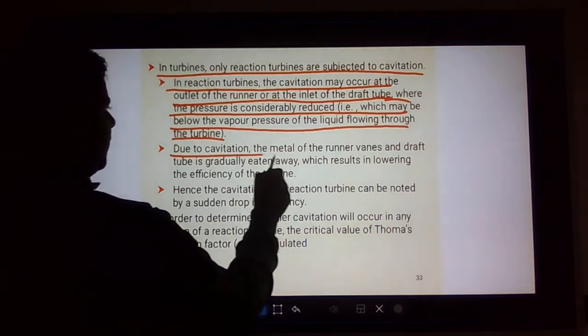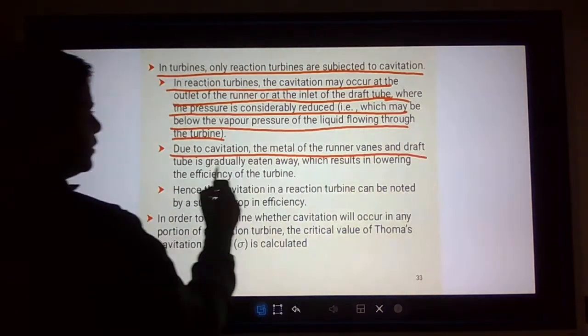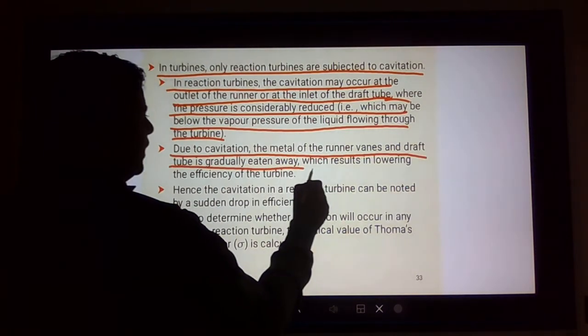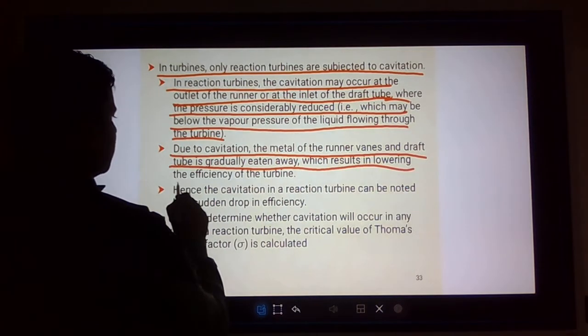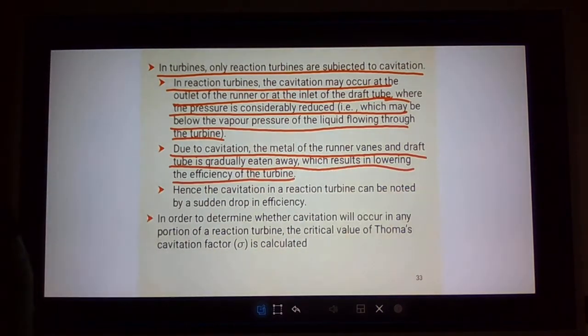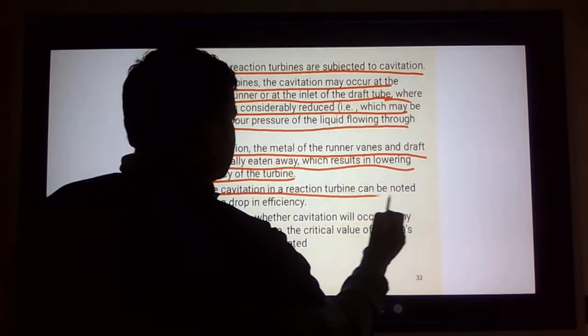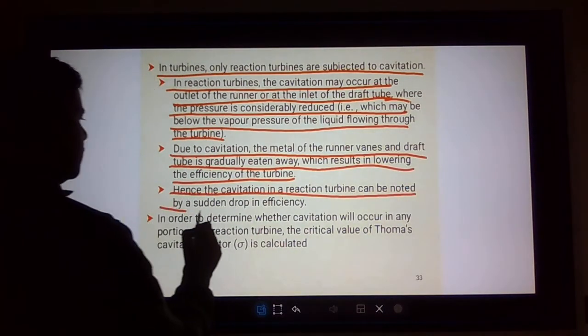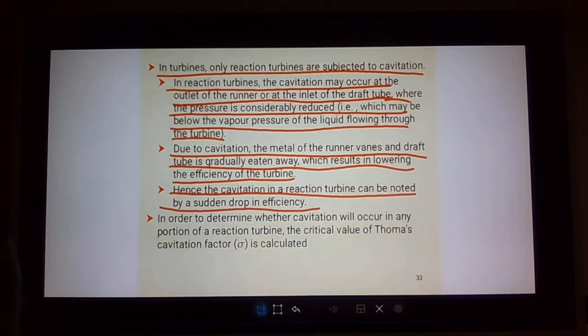Okay, so due to this cavitation, the metal of the runner vanes and the draft tube is gradually eaten away, which results in lowering the efficiency of the turbine. So the metal which is near your draft tube and the runner vanes will be eaten away due to this process. Hence, cavitation in the reaction turbine can be noted by a sudden drop in the efficiency. So efficiency will be decreased due to this cavitation in the case of reaction turbines.